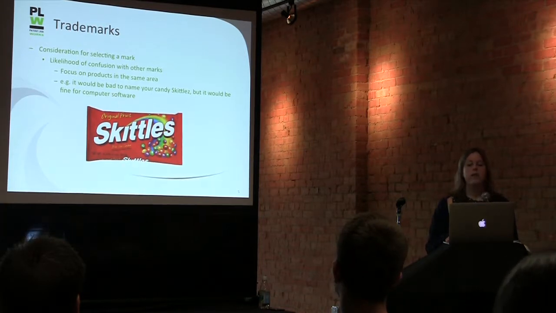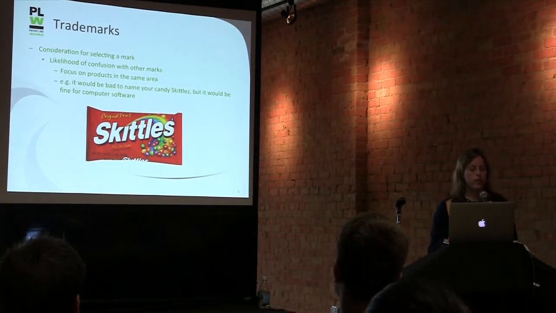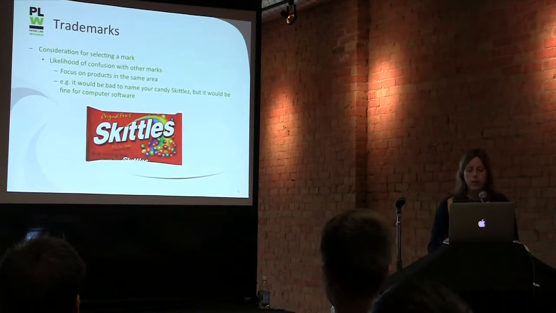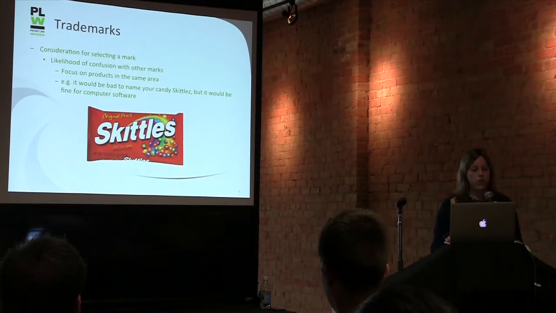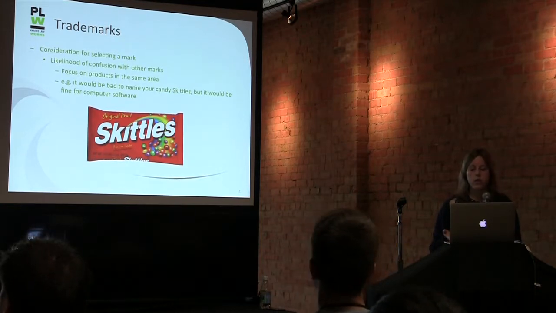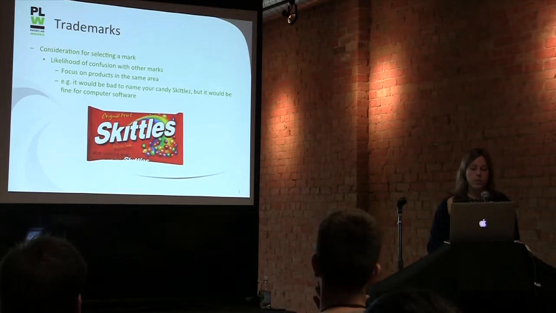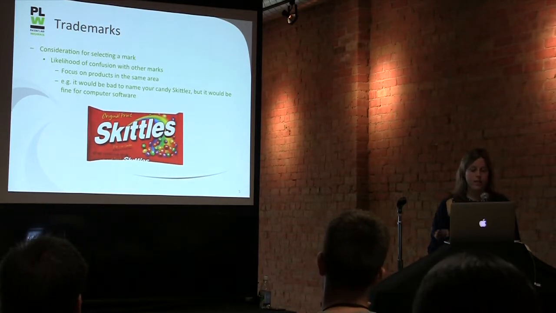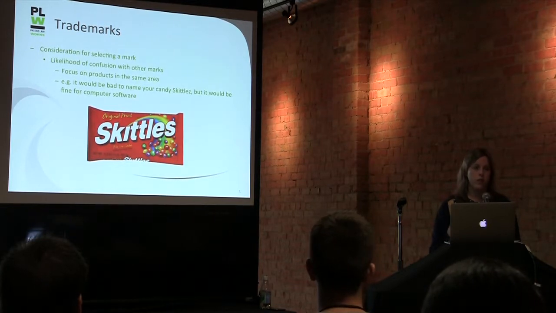So in terms of what you're going to consider for selecting a mark, you need to focus on whether you think there's going to be a likelihood of confusion with other marks. So focus on products that are in the same area. For example, if you wanted to use the term Skittles with a Z, that's going to be a really bad idea if you're talking about candy, because Skittles is a very well-known mark. There's going to be this likelihood of confusion. The test is whether people think they were made by the same manufacturer. So in this case, that would be obvious. But if you were using Skittles for software, then there's not really going to be any kind of confusion because Skittles isn't in that area.